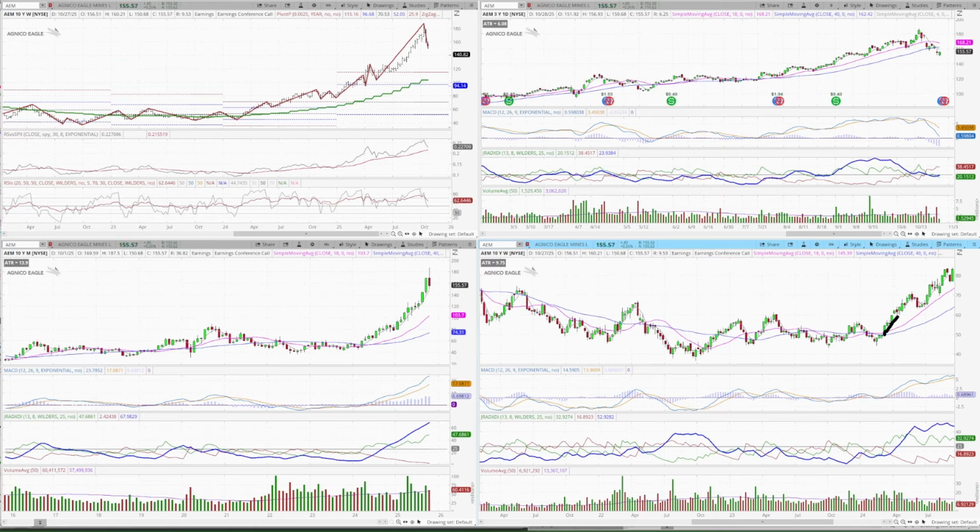Now that didn't happen in this case. It just kept going. It just broke out and it took off. Now it did give you another opportunity on a pullback, which was a nice pattern. Notice what happened to the ADX. Now all of a sudden the ADX is strong. So what do we do? We buy a pullback.